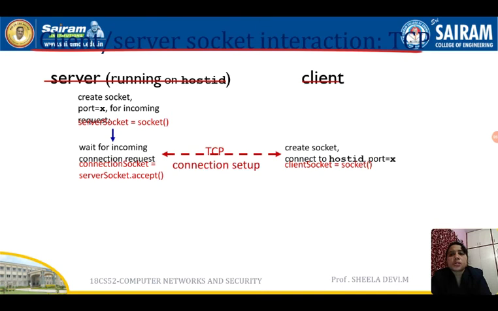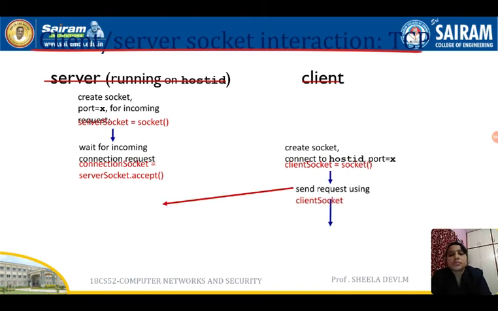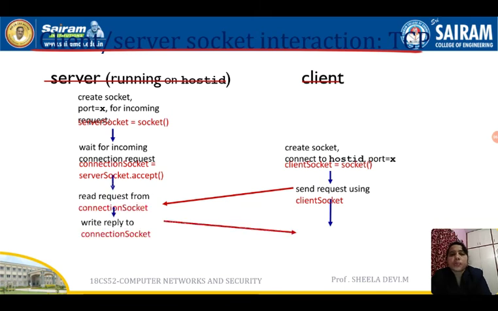Then server socket dot accept, as usual. Once this is done, the TCP connection setup will be done. That is, once the handshaking is done, the connection between the client and the server is established. Clear? Then there is a direct connection between the client and the server socket. So using that connection, the client is sending the request to the server through its client socket.